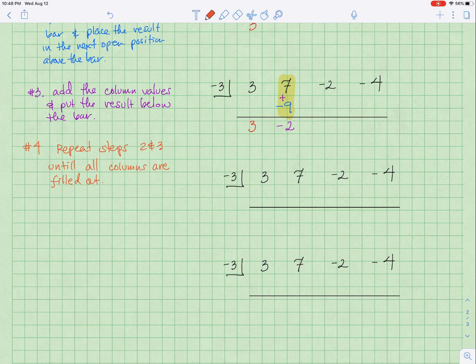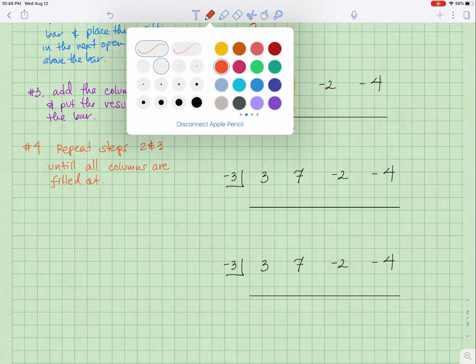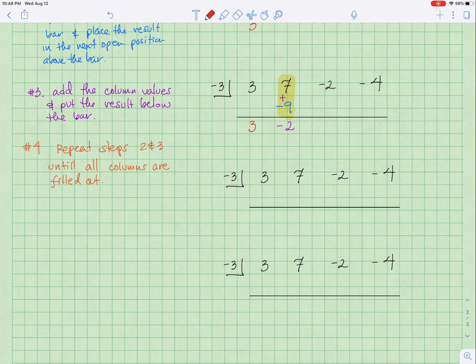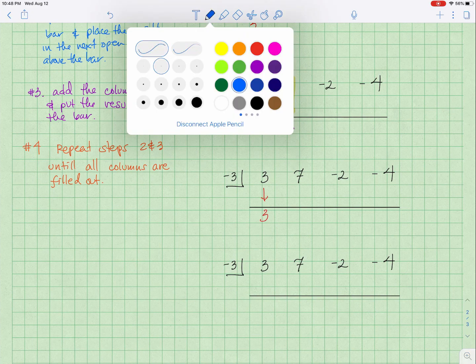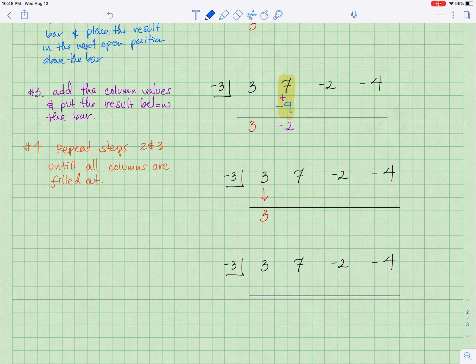Or what do we have? So we have, get my colors out here. We had dropped the 3, we had multiplied the 3 by the negative 3 to give us negative 9. We had added those together, and we had got negative 2. And now we're supposed to repeat that process. So let's see here. We're now going to take negative 3, multiply it by negative 2, and that's going to give us our next result.